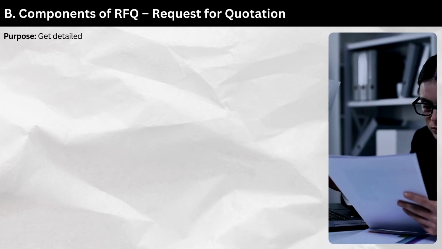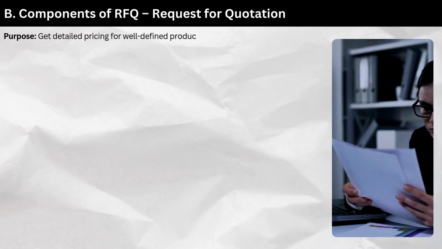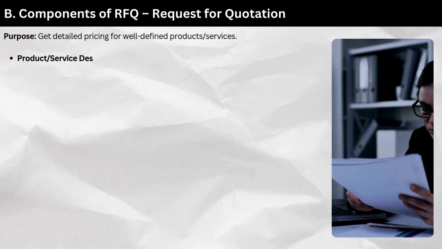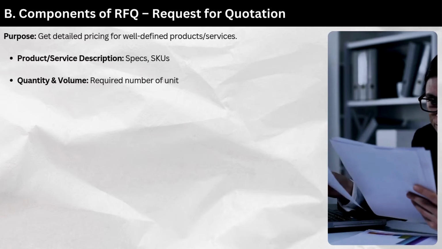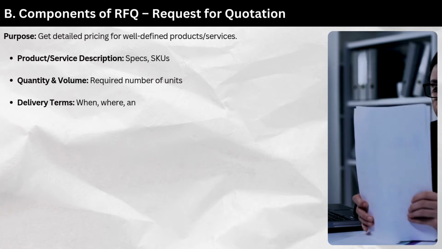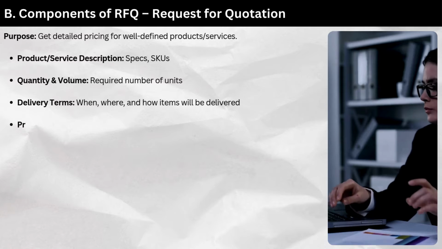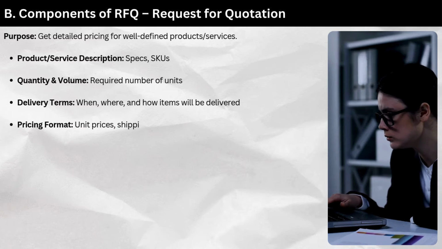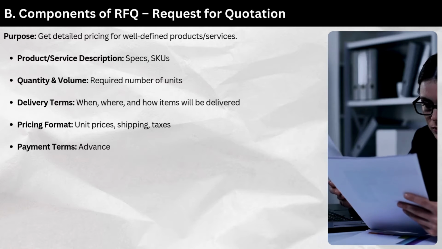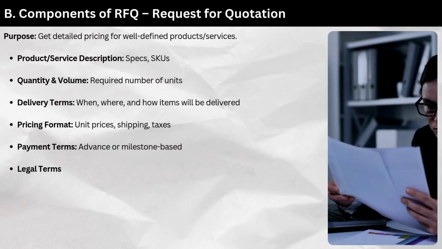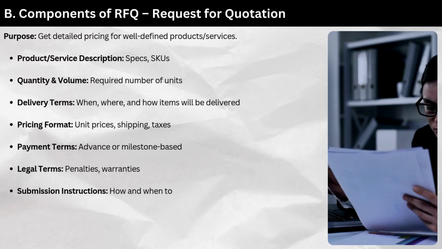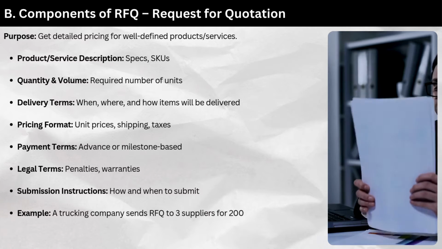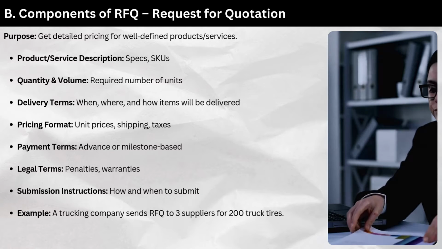B. RFQ, Request for Quotation. Purpose: get detailed pricing for well-defined products or services. Product/service description, specs, SKUs. Quantity and volume, required number of units. Delivery terms: when, where, and how items will be delivered. Pricing format: unit prices, shipping, taxes. Payment terms: advance or milestone-based. Legal terms: penalties, warranties. Submission instructions: how and when to submit. Example: a trucking company sends an RFQ to 3 suppliers for 200 truck tires.